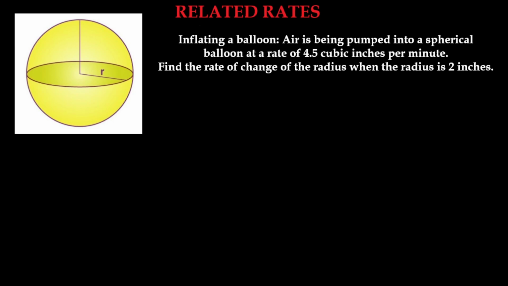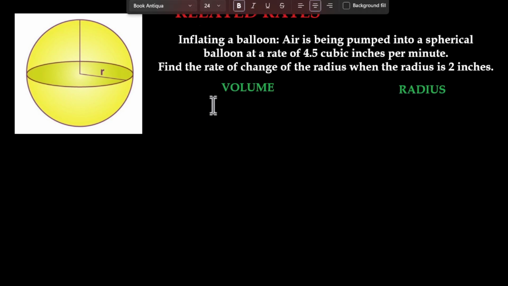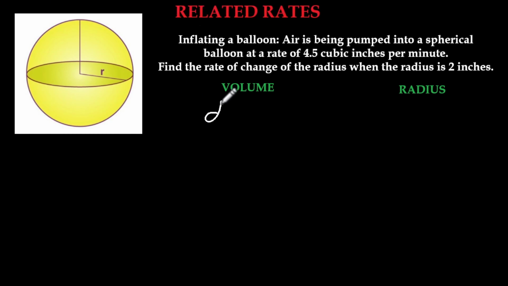In this problem, we're told that we're inflating a balloon and air is being pumped into a spherical balloon at a rate of 4.5 cubic inches per minute. Find the rate of change of the radius when the radius is 2 inches. Well, in this example, the related rates are going to be volume and the radius. We can express the volume as the change in volume, dV, with respect to time, dt. And that's given in this as 4.5 cubic inches per minute.